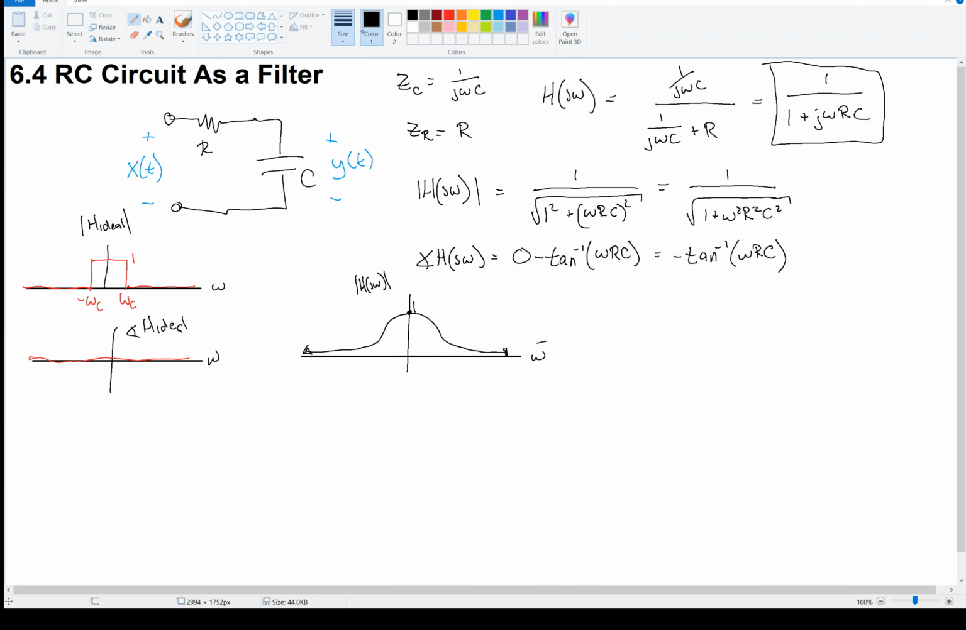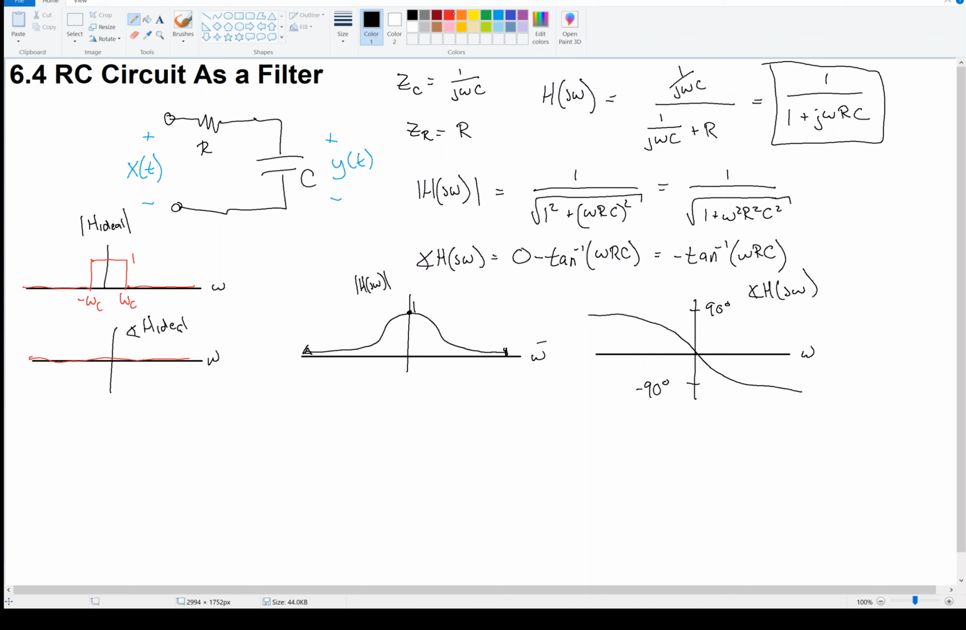And the phase response, I'll draw that just to be complete. If you were to, again, pick values of R and C and then plot this versus omega, what you would see is something that looks like this, where this is 90 degrees, this is negative 90 degrees, and again, this is the phase response.